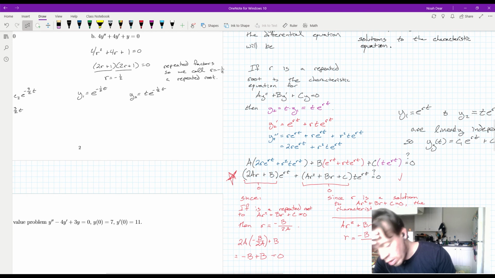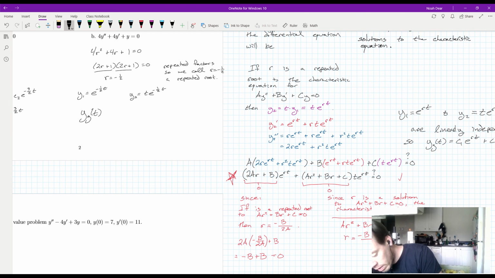All right, so now we can go back and we see that y1 equals e to the negative 1/2 t, and y2 should be then t e to the negative 1/2 t. And our general solution is c1 e to the negative 1/2 t plus c2 t e to the negative 1/2 t.